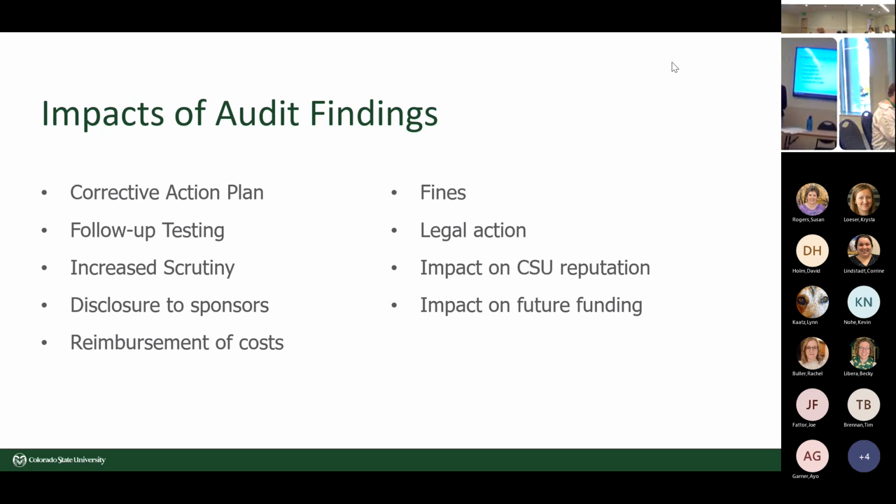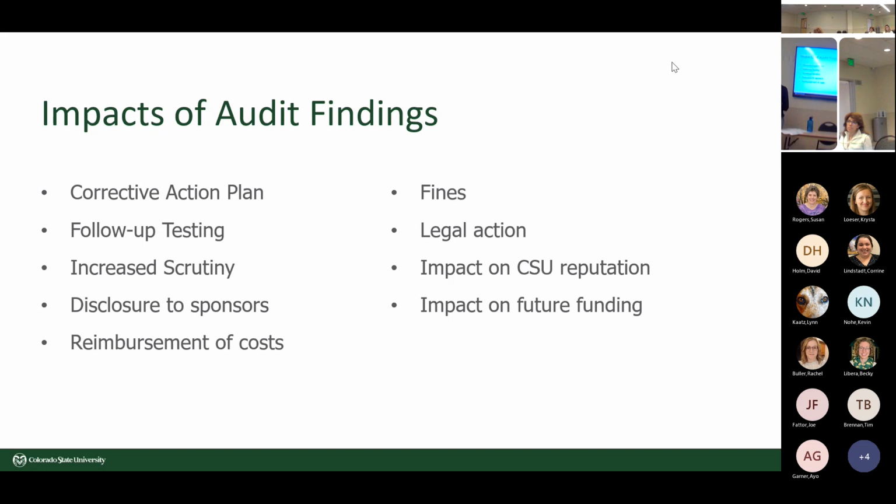Fines. When I'm talking actual reimbursement of costs, we could actually be fined for these findings. This side, the right side, is kind of more of the really bad stuff, but the federal government can take legal action against CSU, depending on what the finding is, or the individual, depending on, again, what the finding is.